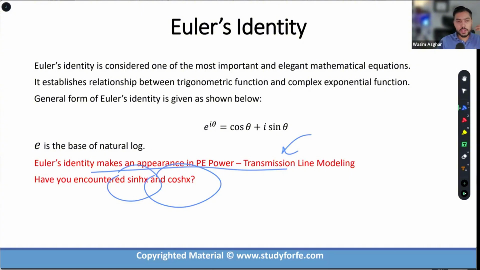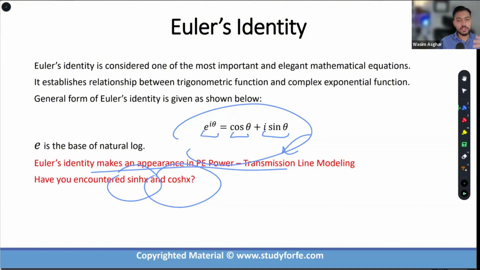I always do a very quick crash course in my PE Power exam preparation program when we encounter transmission lines. It's in section number 4. And I remind my students that, listen, guys, Euler's identity, remember when we were doing FE Electrical, I told you that e to the power of i theta is equal to cosine theta plus i times sine theta.